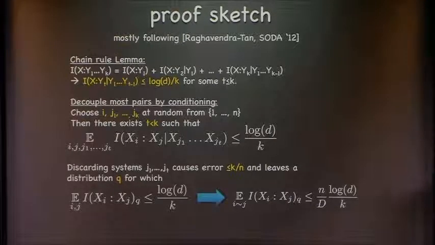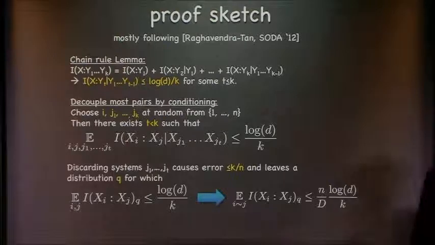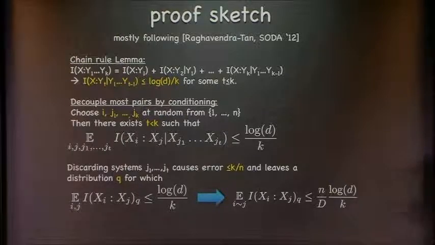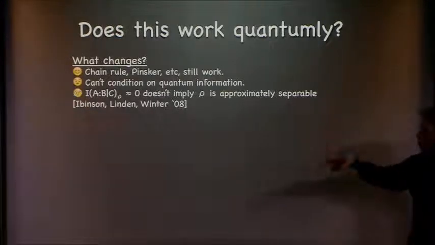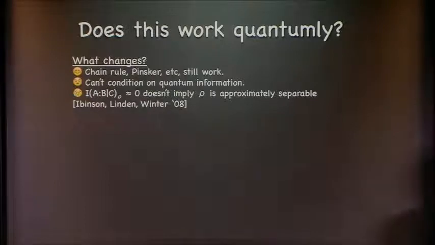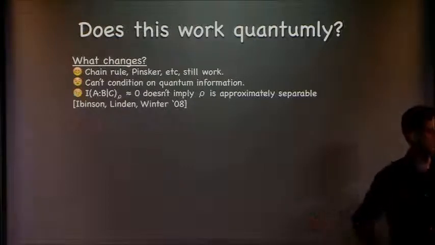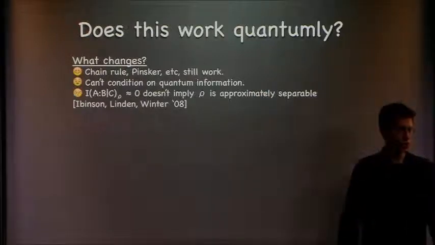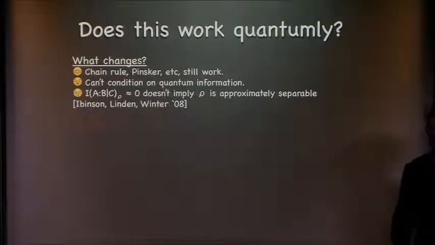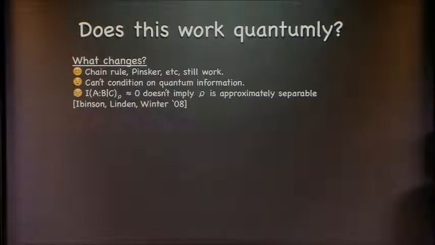Now you might be a little worried that everything I said was classical. There's nothing quantum here, so how much of this argument still goes through quantumly? So some parts still work. So the chain rule still works. Pinsker's inequality, which you need if you want to go from mutual information being small to trace distance being small, that still works quantumly as well. One thing that's not so good is that you can't condition on quantum information. So in this last one, we had to condition on the states of the j1 through jt systems. That no longer works quantumly. You can't condition on the state of a quantum system.